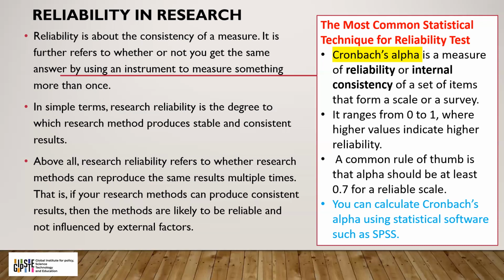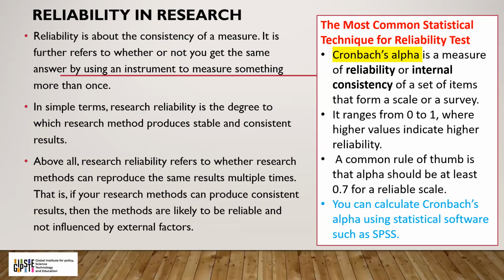But the most common statistical technique for reliability tests has always been the Cronbach alpha. The Cronbach alpha is a measure of reliability or internal consistency of a set of items that form a scale or a survey. It ranges from 0 to 1, where higher values, that is closer to 1, indicate higher reliability. A common rule of thumb is that alpha should be at least 0.7 for a reliable scale. For it to be reliable, it must at least meet 0.7. All right, that is very good.